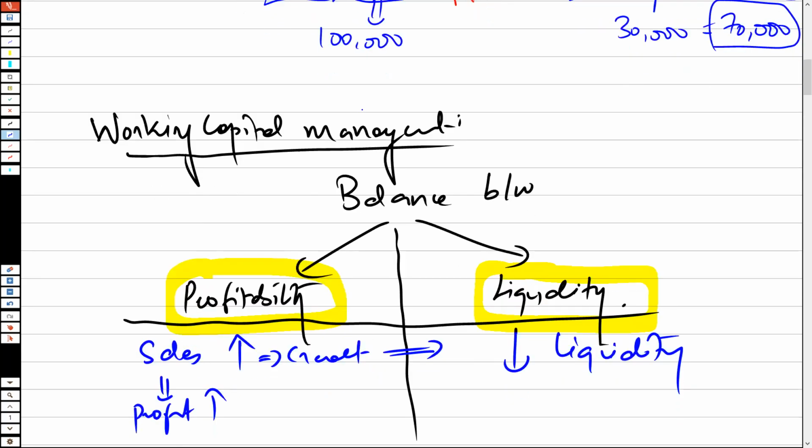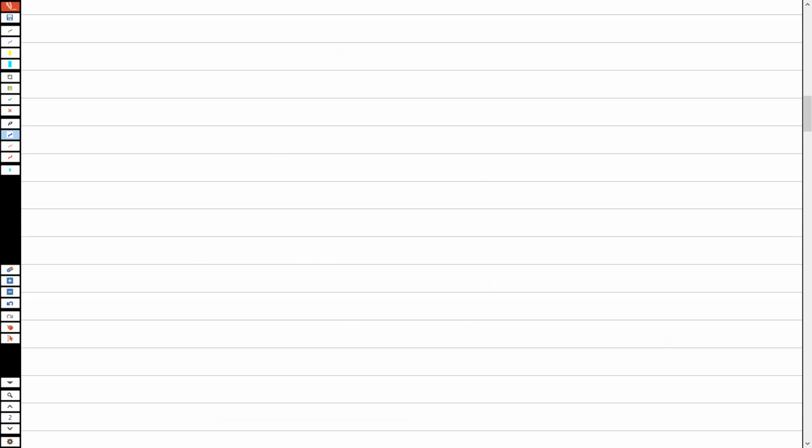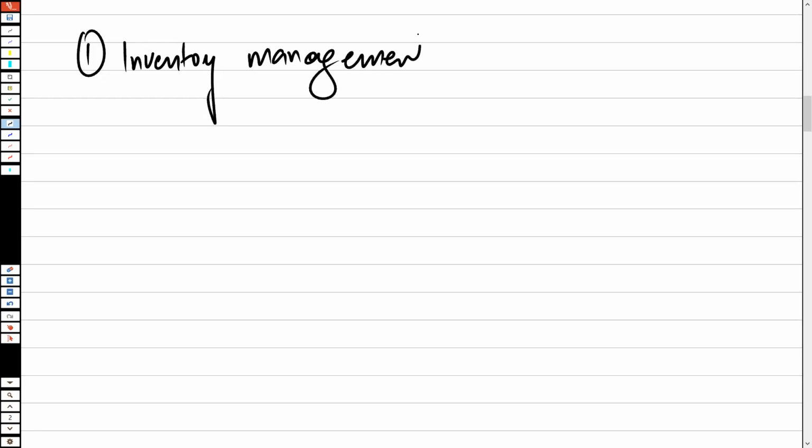Now, in order to discuss working capital management, we would talk about each one of the items one by one. The first thing that we are going to talk about is called inventory management.